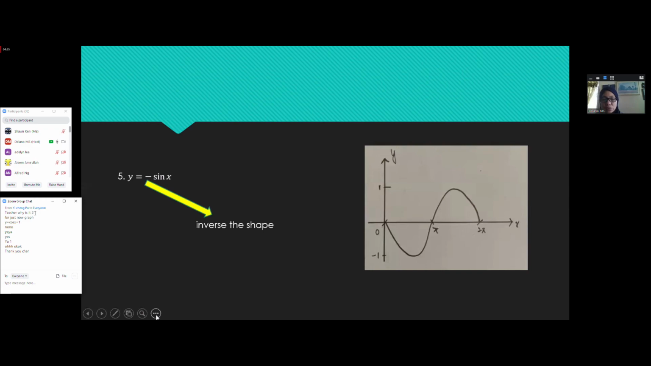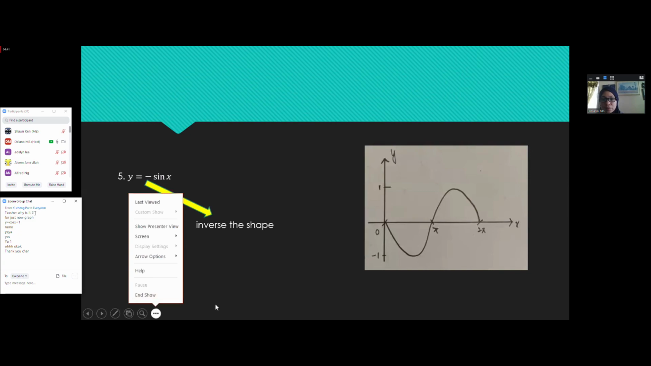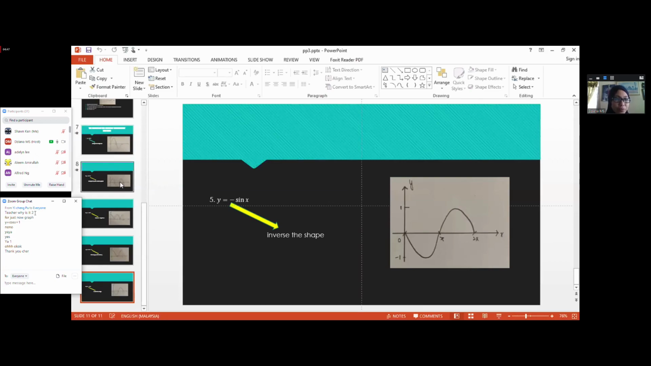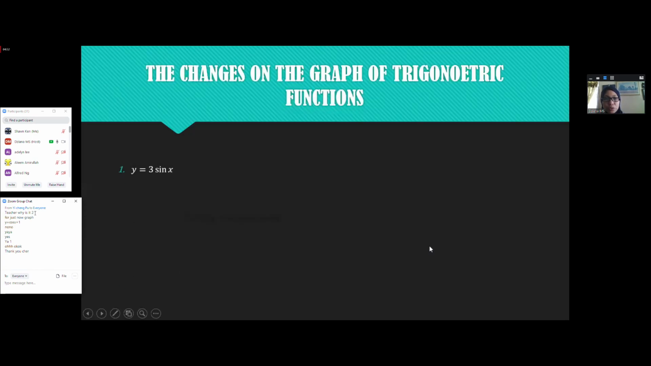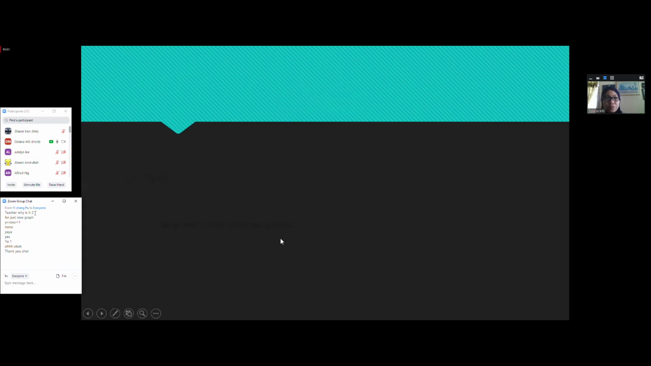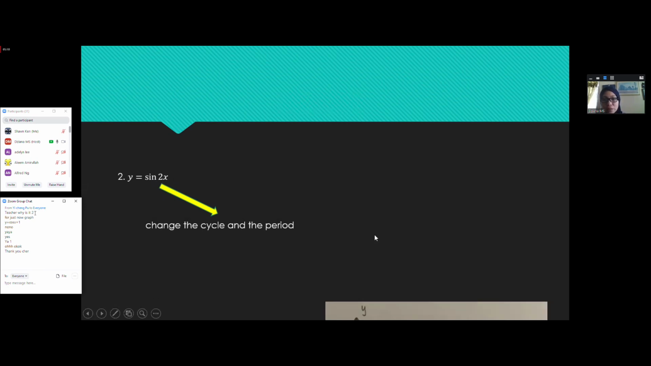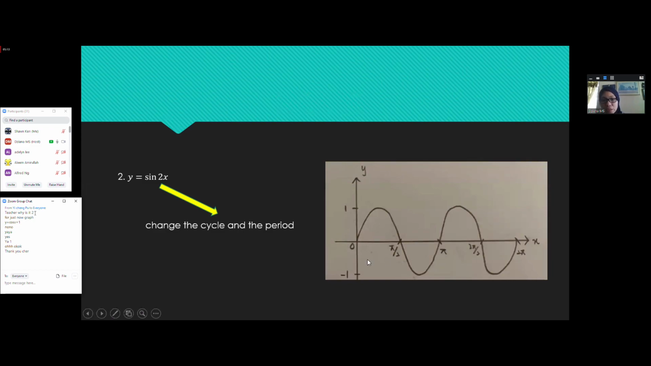Okay, can I just recap all the 5 changes? Let's start with this. If I have a number in front, you will change the amplitude, so the minimum and the maximum value will change. If you have a number inside, with the angle, that will be the number of cycles. So instead of having 1 cycle, now you should have 2 cycles. If it's a half, it is only half a cycle.